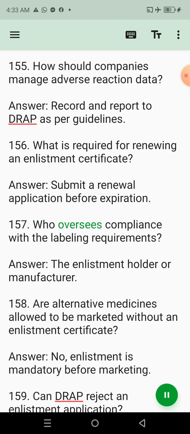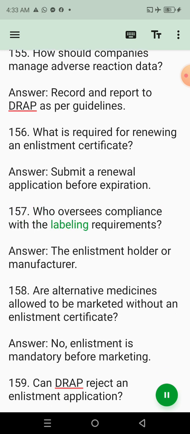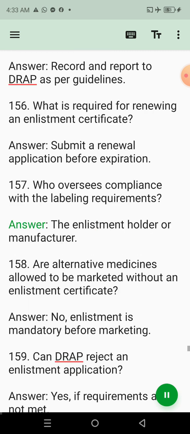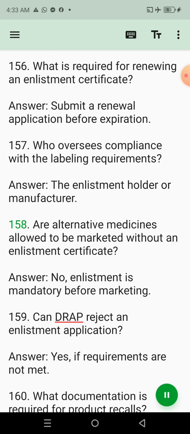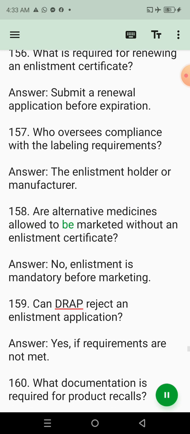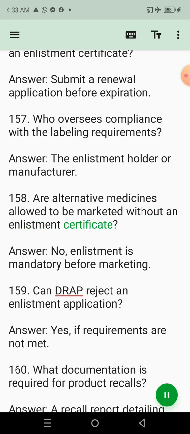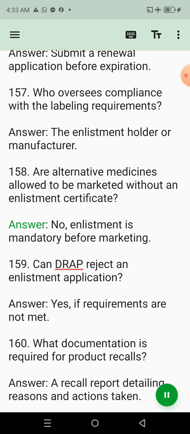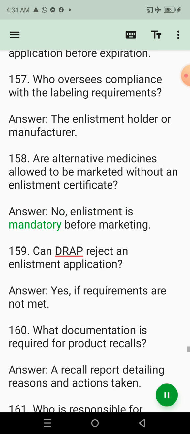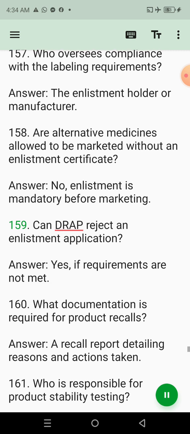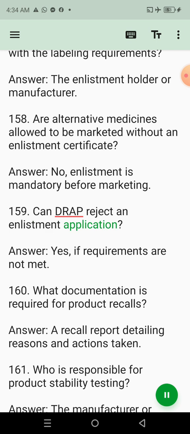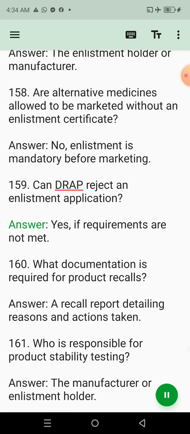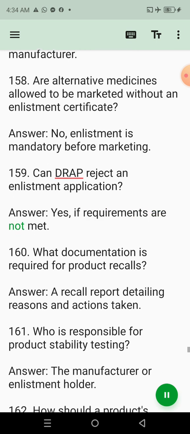157. Who oversees compliance with the labeling requirements? Answer: the enlistment holder or manufacturer. 158. Are alternative medicines allowed to be marketed without an enlistment certificate? Answer: no, enlistment is mandatory before marketing. 159. Can DRAP reject an enlistment application? Answer: yes, if requirements are not met.